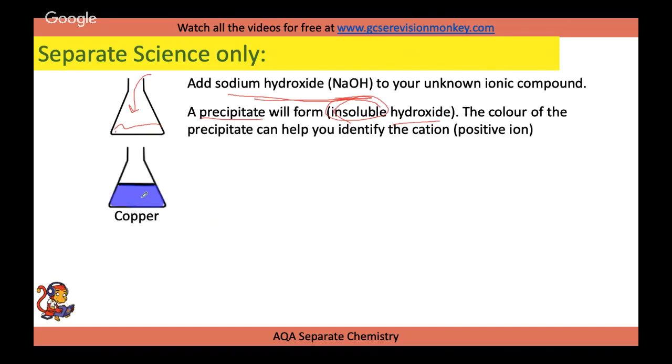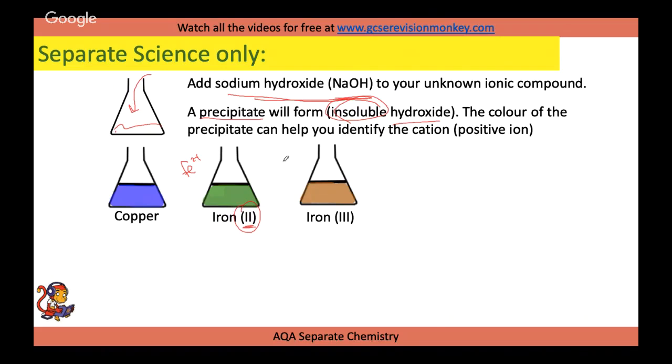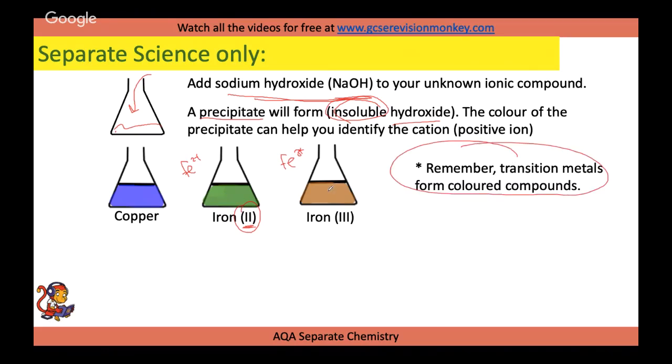So a copper precipitate would result in a blue colour. An iron 2 from the transition metals, remember they can make ions with different charges. So this will be an Fe2+, that's why we call it iron 2, would make green. An iron 3 would make brown, so Fe3+. Remembering transition metals are the ones that form coloured compounds, so that might help you remember these are the ones that have coloured compounds. You'll recognise copper being blue from things like copper sulfate, so it's just a case of remembering iron 2 for green and iron 3 for brown.